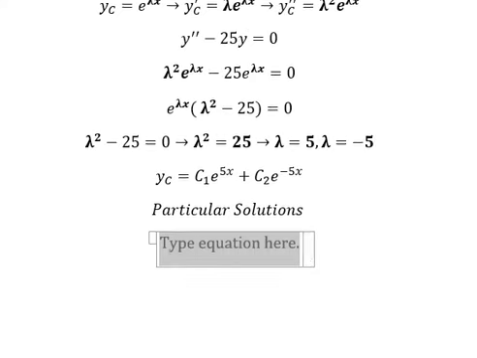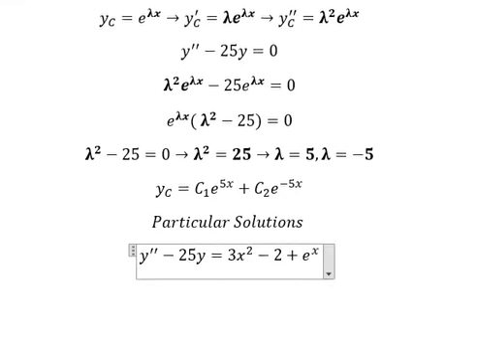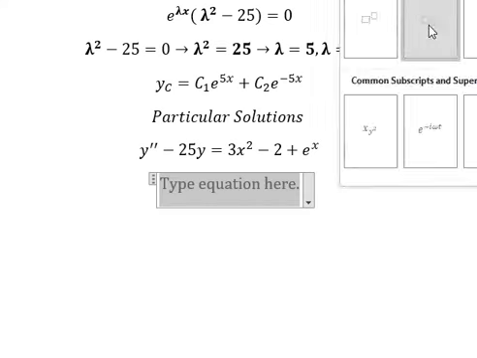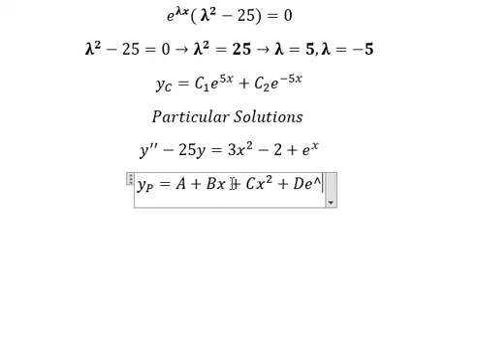So if we look carefully at this one, on the right, we have s squared. This is the highest power in here. And we have e to the power of s. So I will put yp equals a plus bs plus cs squared plus d e to the power of s.